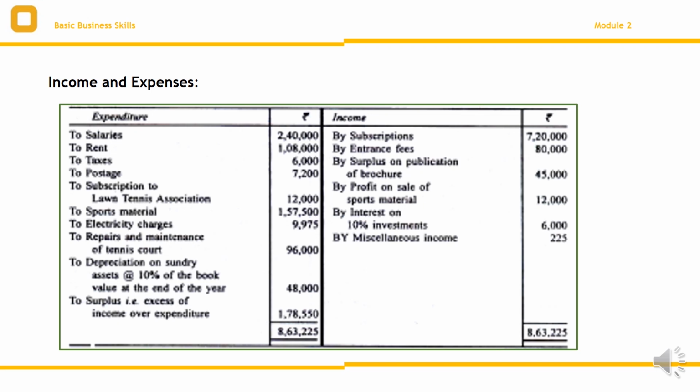You can also create a table similar to this one where you can record your income and expenditure. So on your left column, you could record your expenditure. So record all expenditures that you incurred during the month. And on the right-hand column is where you are going to be recording your income.